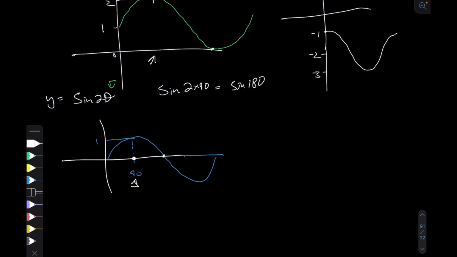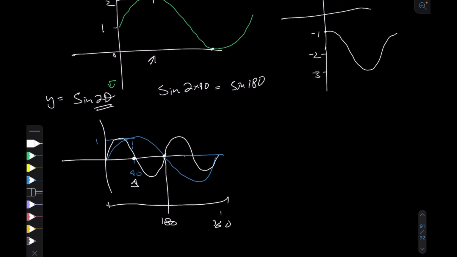So this 2 theta would also increase the frequency, if you want to think of it that way. So it will look like this, right? Oops, it will not look like this, it will look like this, right? What you will also realize is that previously sine theta was completing a whole curve in 360 degrees, and now it is completing one in 180 degrees, right?